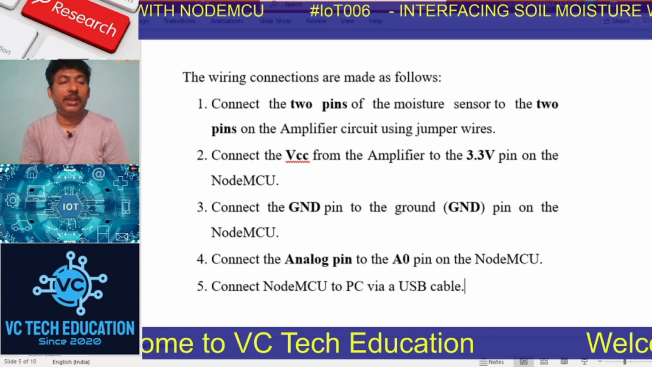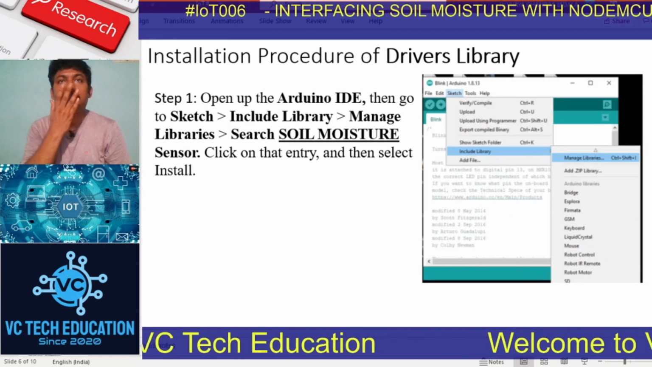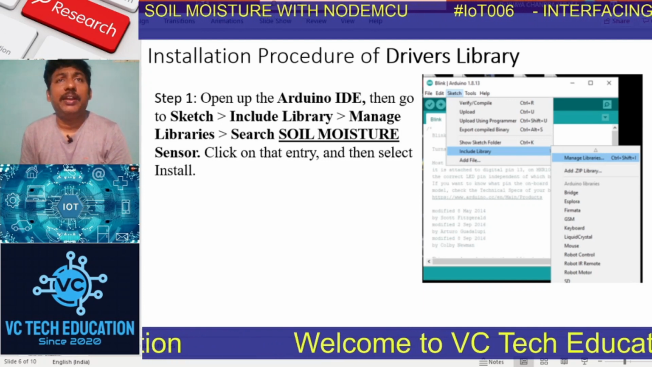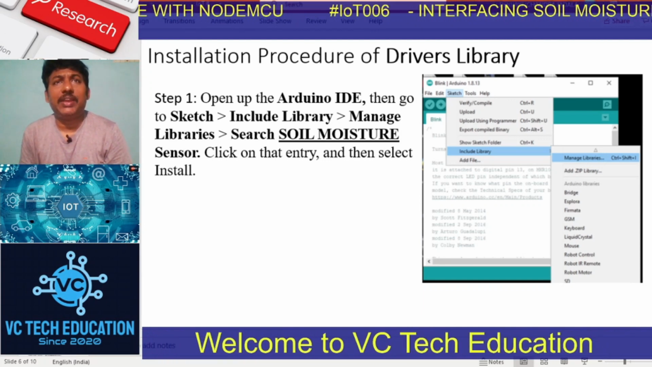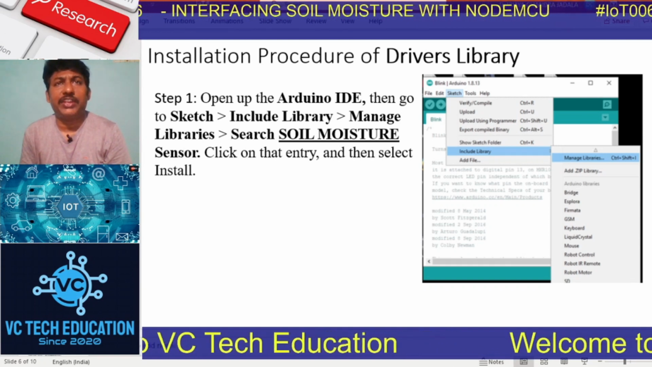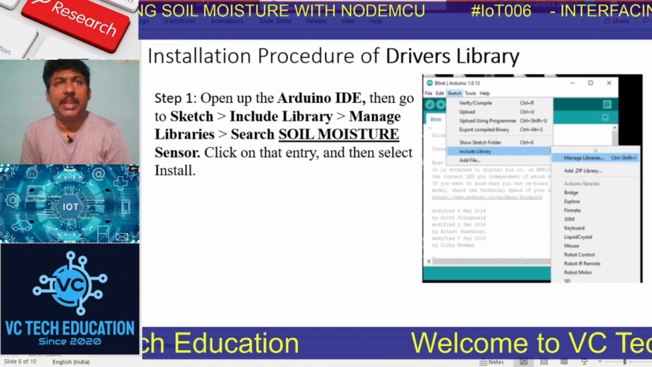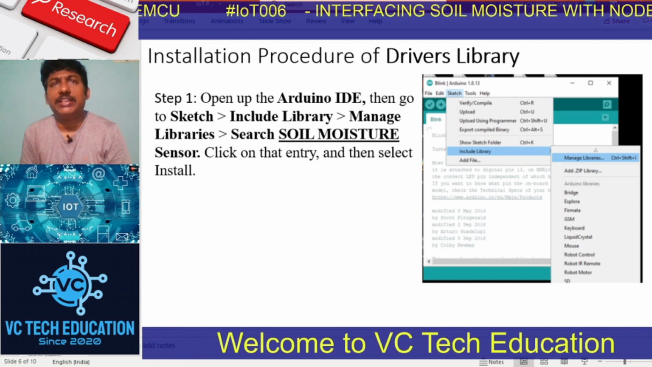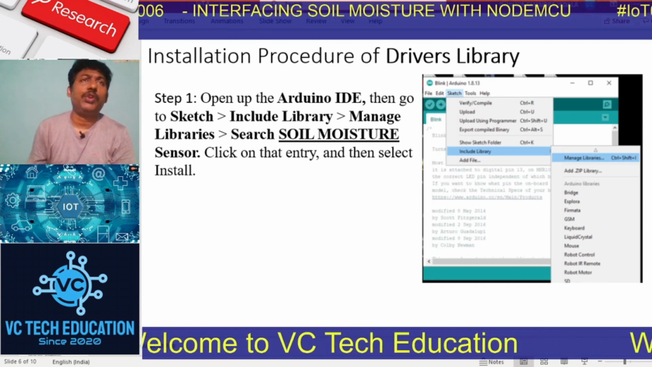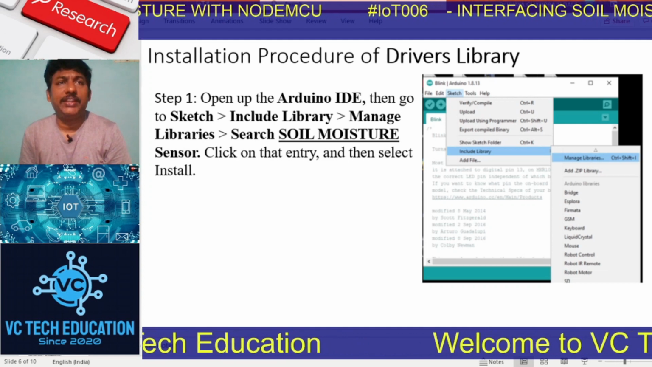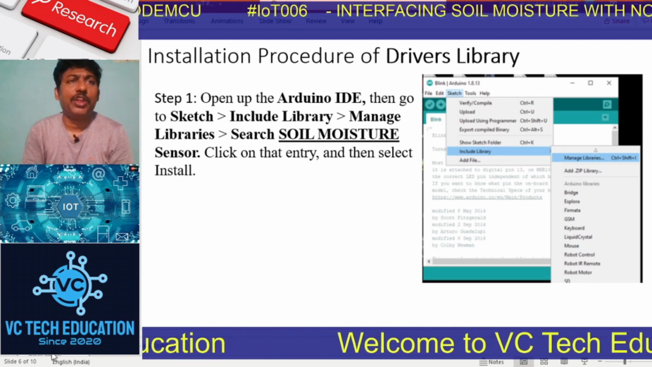Then comes the programming software part, where we have to install the soil moisture libraries. For that, in the Arduino IDE, go to Sketch, then go to Include Library and select Manage Libraries. In it, search for soil moisture. Once you get the library files regarding soil moisture, install them.